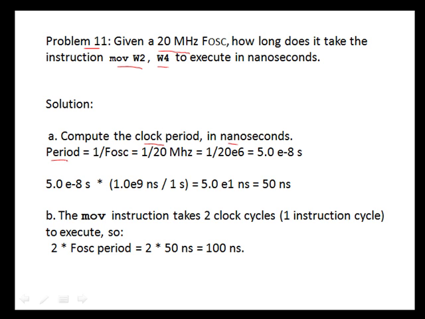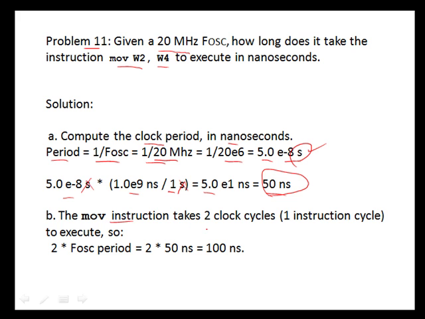We know that period is equal to 1 over clock frequency. So 1 divided by 20 megahertz is equal to 1 divided by 20 times 10 to the 6, which is equal to 5 times 10 to the minus 8 seconds. We need to convert this to nanoseconds. We know that there's 1 billion nanoseconds, 1 times 10 to the 9th nanoseconds, in 1 second. Multiplying this out, seconds will cancel out, and we'll be left with nanoseconds. We get 5.0 times 10 to the 1st nanoseconds, which is 50 nanoseconds. So a 20 megahertz clock has a period of 50 nanoseconds.